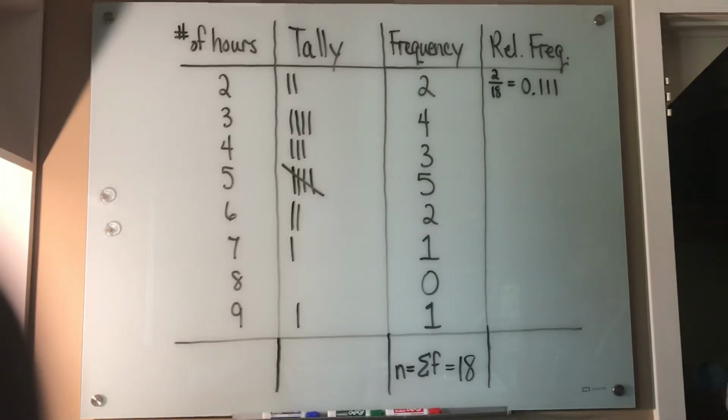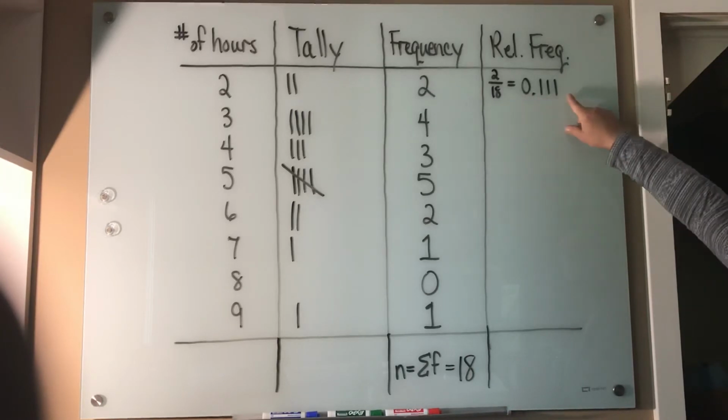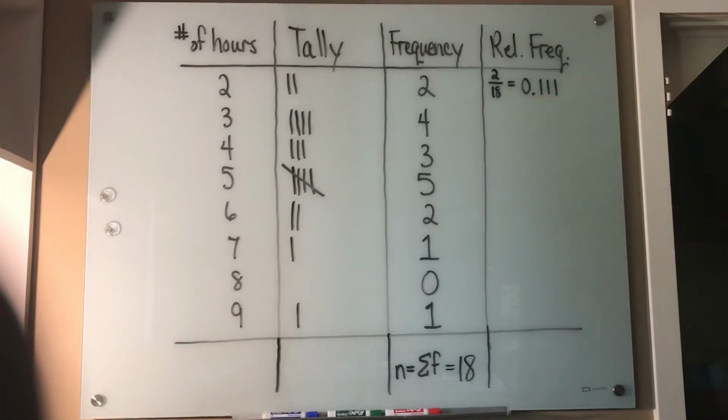We will follow typical rounding rules, so we can use a calculator to do 2 divided by 18, and we get 0.1111, just a whole bunch of ones going on forever. So if we round that to 3 decimal places, we will get 0.111.